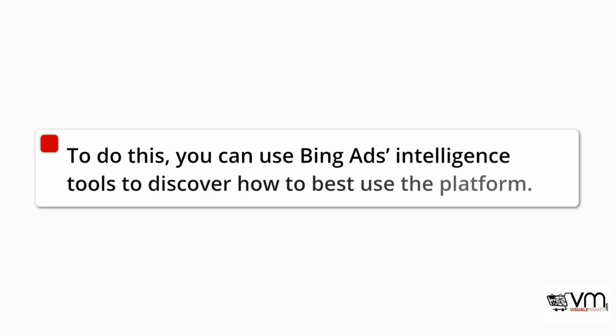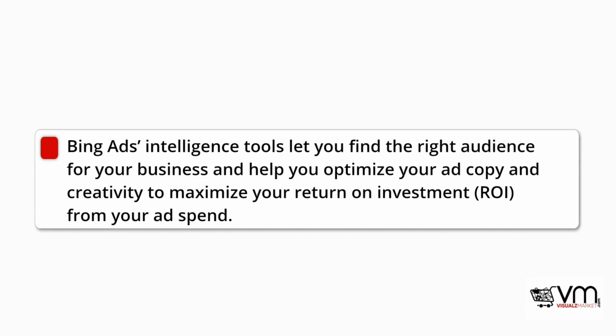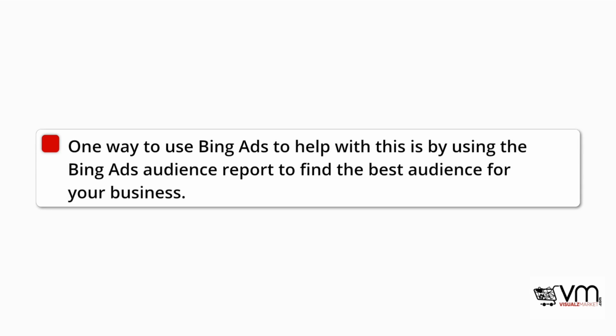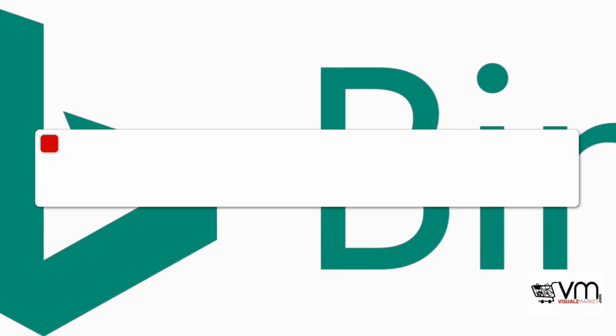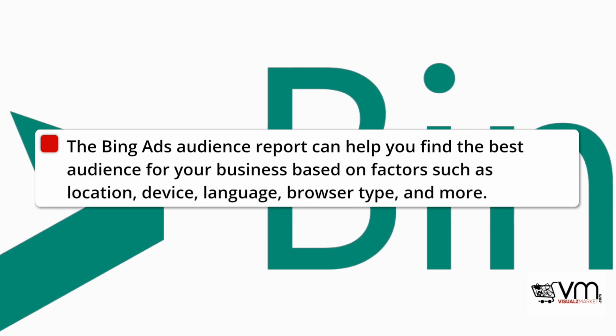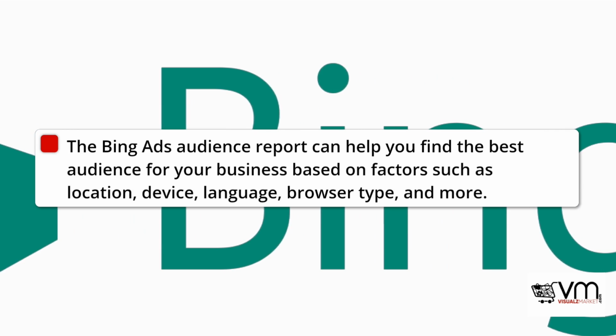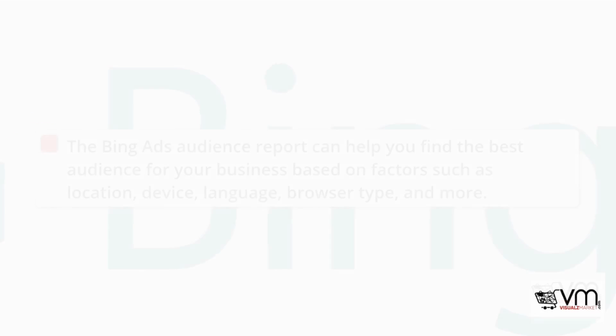To do this, you can use Bing ads intelligence tools to discover how to best use the platform. Bing ads intelligence tools let you find the right audience for your business and help you optimize your ad copy and creativity to maximize your return on investment from your ad spend. One way to use Bing ads to help with this is by using the Bing ads audience report to find the best audience for your business. The Bing ads audience report can help you find the best audience for your business based on factors such as location, device, language, browser type, and more.